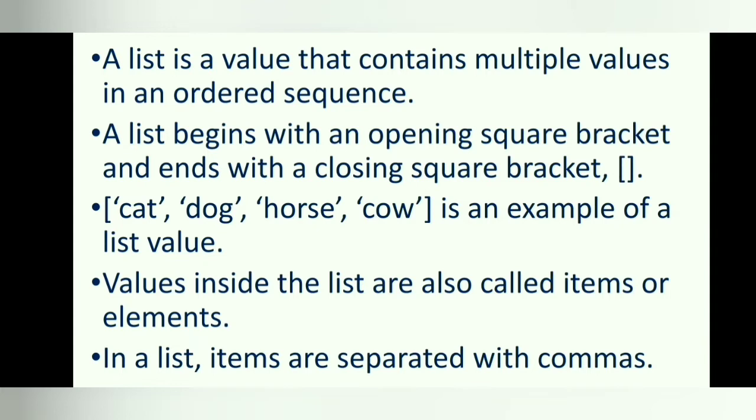A list begins with an opening square bracket and ends with a closing square bracket. Cat, dog, horse, cow is an example of a list value. Values inside the list are also called items or elements. In a list, items are separated with commas.